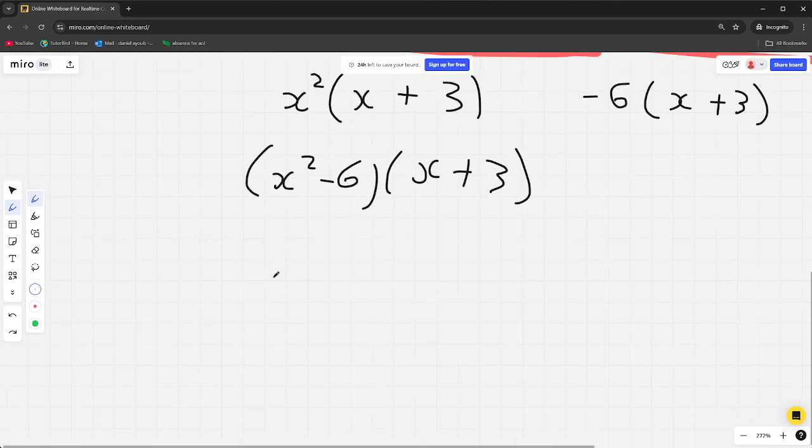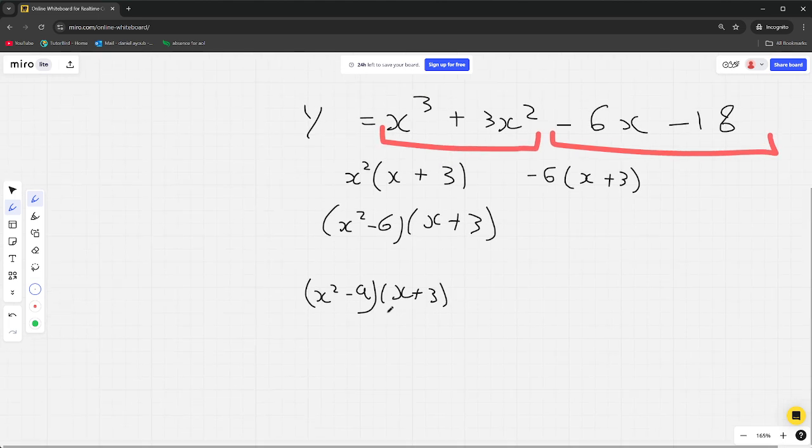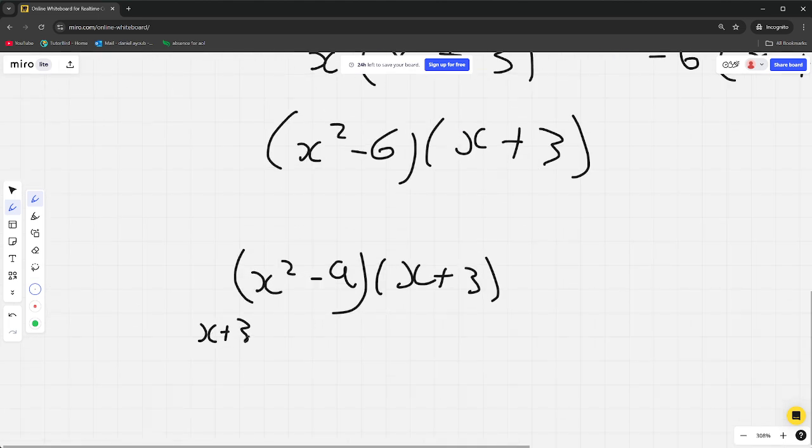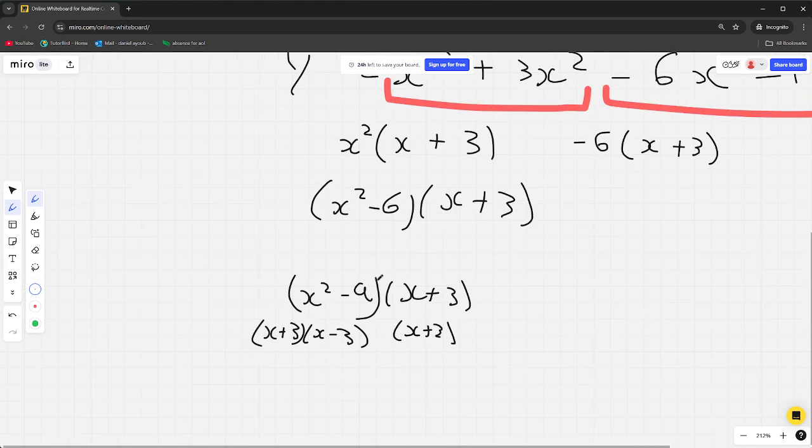If this had yielded us the answer, something like x squared minus 9 times x plus 3, then we can say, okay, we have a difference of squares, and further factor this to x plus 3, x minus 3 times x plus 3, right? But when we have x squared minus 6, we're going to just find our roots here.